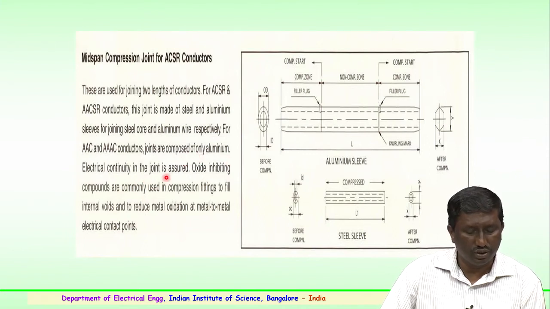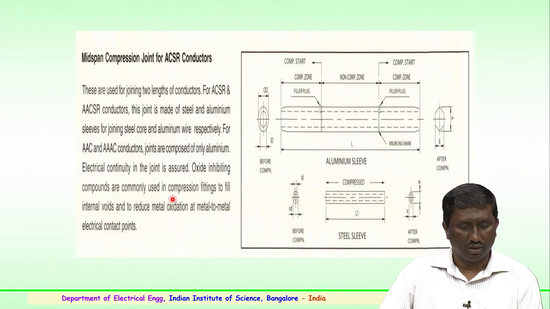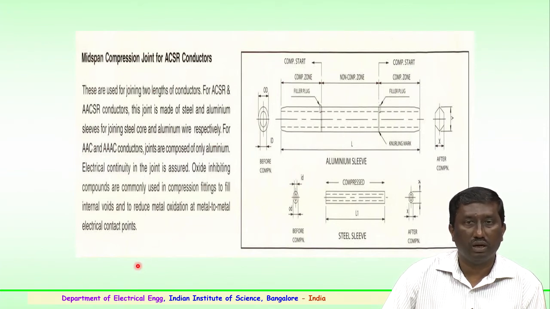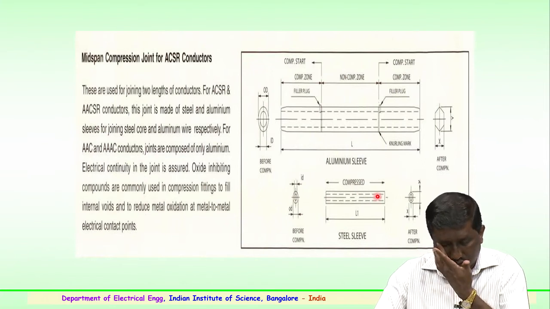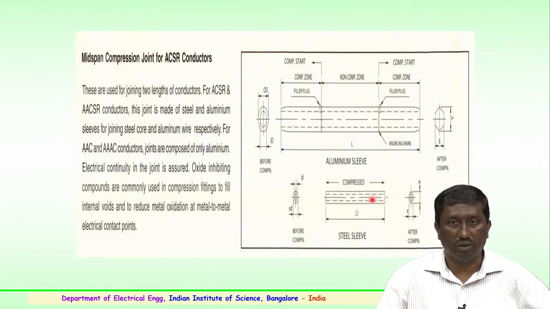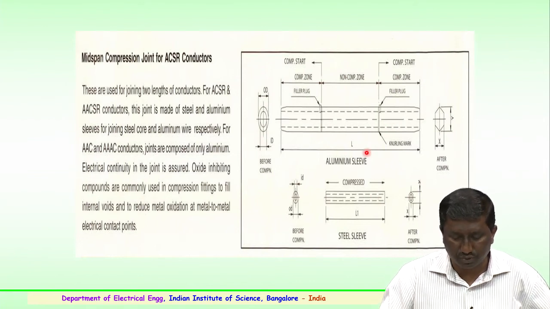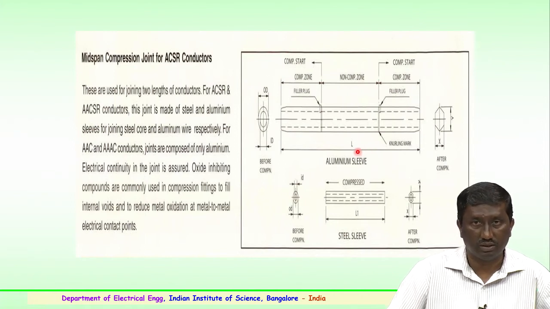Electrical continuity in the joint is completely assured. Oxide inhibiting components are commonly used in compression fittings to fill internal voids and to reduce metal oxidation at metal to metal electrical contact points. This is very important. So, the compressed joint has to take care of the electrical properties and see that corrosion does not happen in the midspan. This is a very important component of a transmission line where it joins two lengths of the conductor.